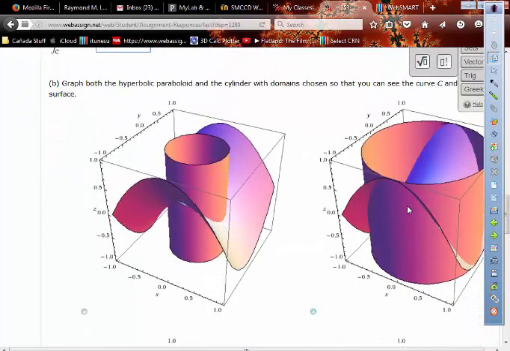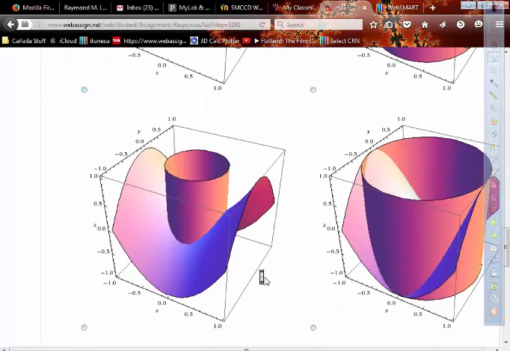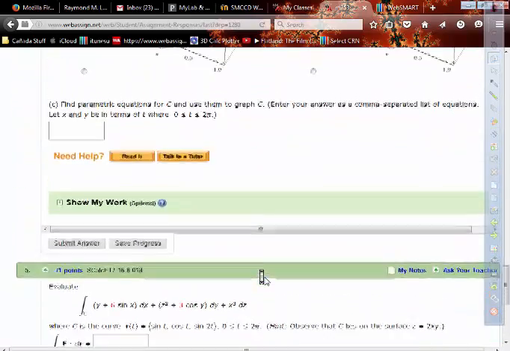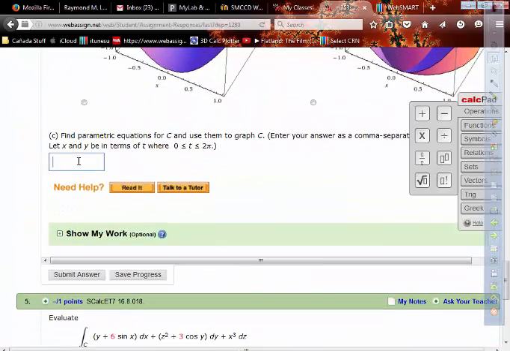So for this one, you just have to make sure that your cylinder has radius 1, and then you're looking at the correct view. And for this one, find the parametric equations. Enter your answer as a comma-separated list of equations. Let x and y be in terms of t, where t goes from 0 to 2 pi. So here they tell us our t goes from 0 to 2 pi, so we can just go with that.